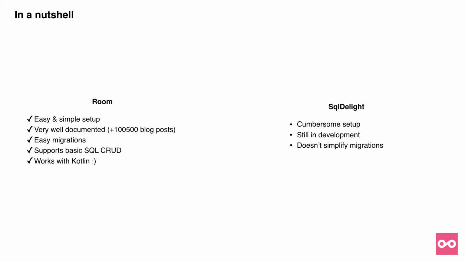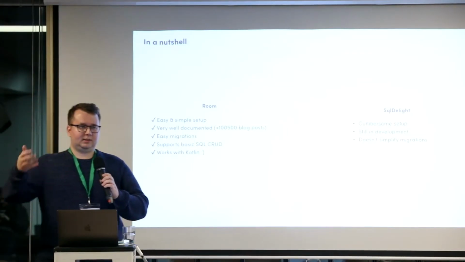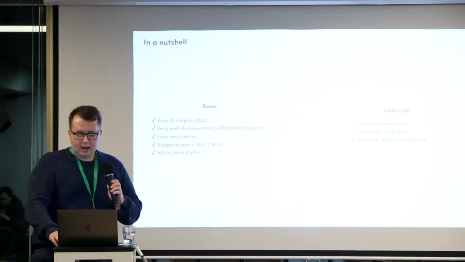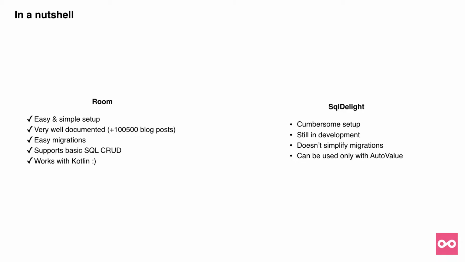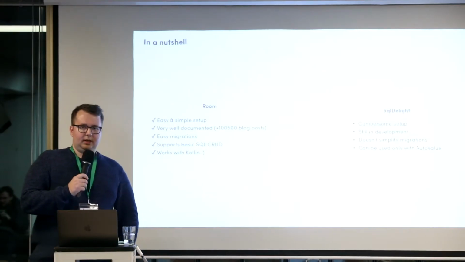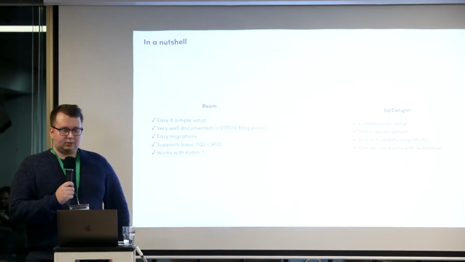It doesn't simplify your migration, or it doesn't quantify your migration, so you're kind of stuck in the same realm as you were. And it can be used only without a value. So Kotlin data classes are not supported, and you're kind of stuck there, right?